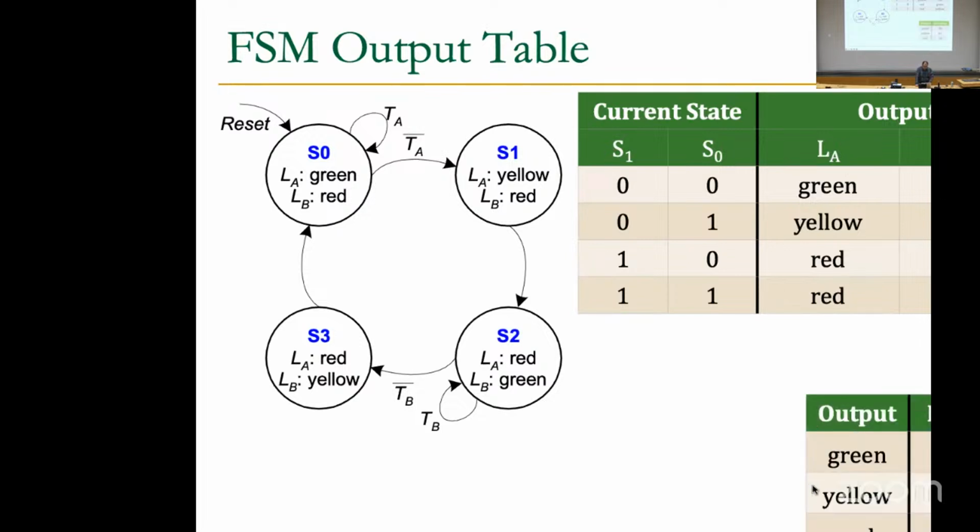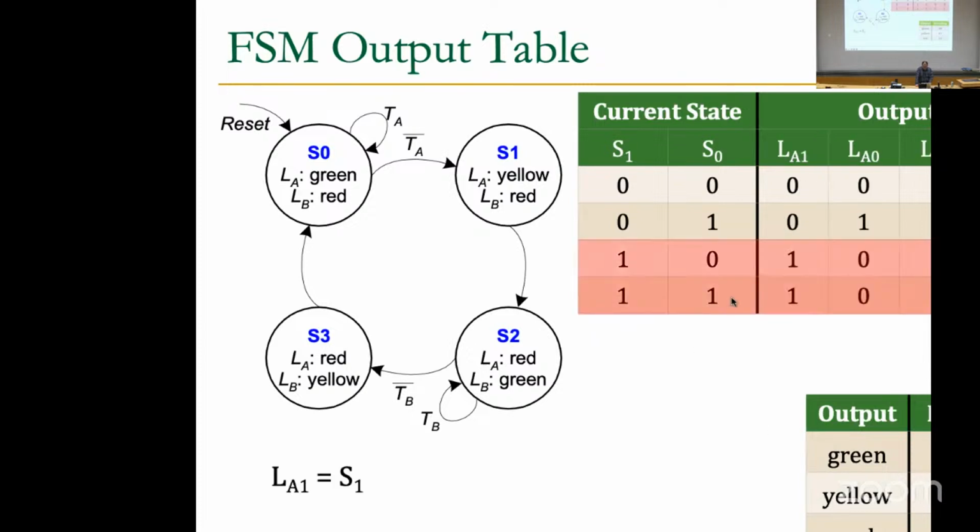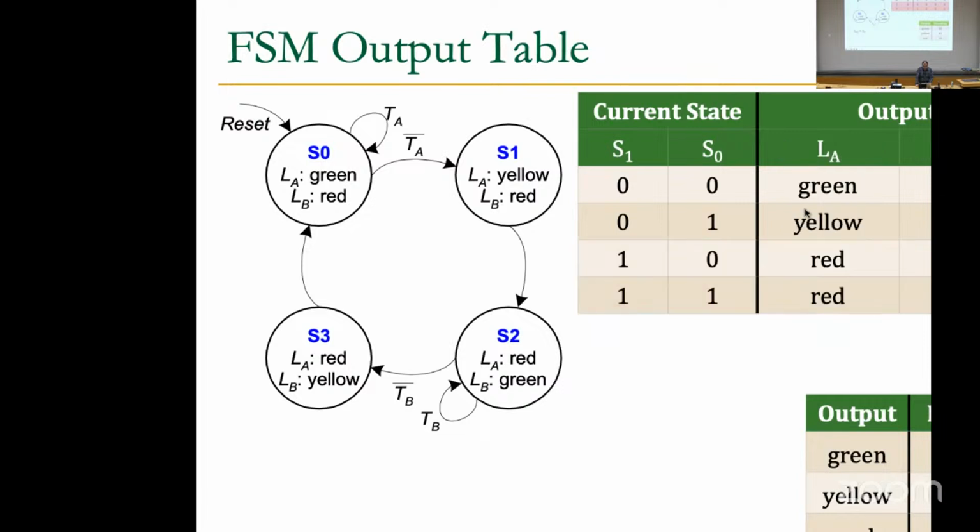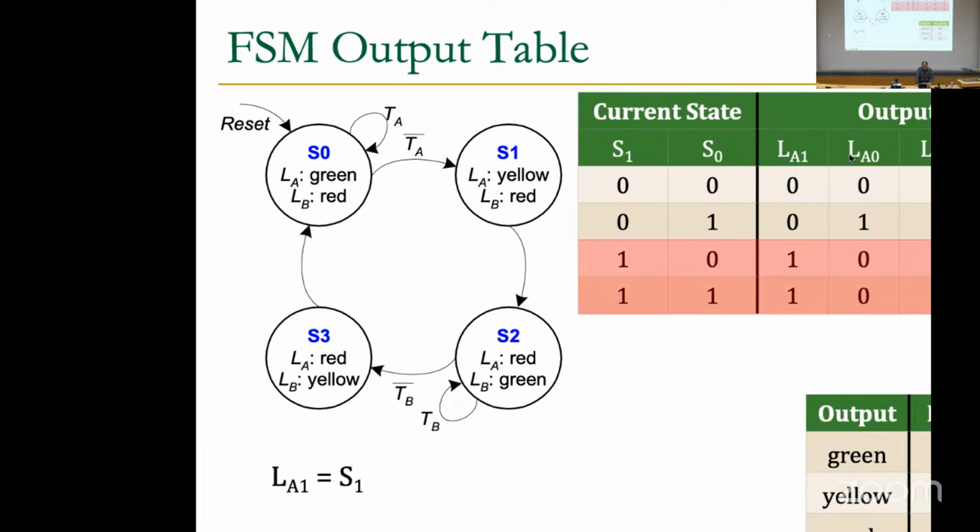Then you need to encode the output. For green, for example, we encode it to 0 0, yellow 0 1, and red 1 0. Then you add this encoding here. Each of these, like LA, is going to be 2 bits. So this is LA1, LA0, and LB1 and LB0. Based on the current state, you write these values and then you write the equation for each of them. For LA1, we know that it is 1 only in these two lines, where S1 is 1, regardless of S0. So LA1 is equal to S1.